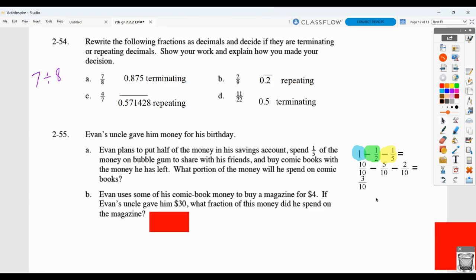And then Evan uses some of his comic book money to buy a magazine for $4. If the uncle gave him $30, what fraction of the money did he spend on the magazine? So basically, what is 4 out of 30? And you can divide that and get a decimal, but since they wanted a fraction, it would be better for us to simplify that fraction, divide by 2, top and bottom, and get 2/15.